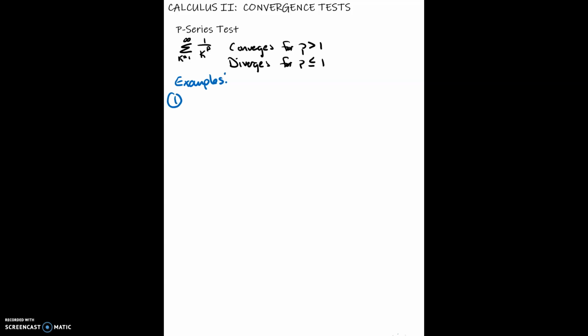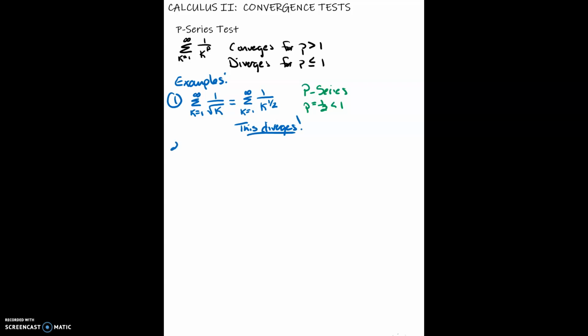The first example, let's try the sum as k goes from 1 to infinity of 1 over the square root of k. All right, well, we all know that we can rewrite the square root as a 1/2 power, and there we have it, 1 over k to the 1/2 power. This is definitely p-series. In fact, in this case, our p is 1/2, which is very much less than 1, so that tells us that this series diverges. All right, that was pretty easy.